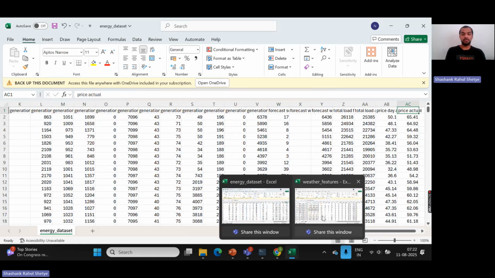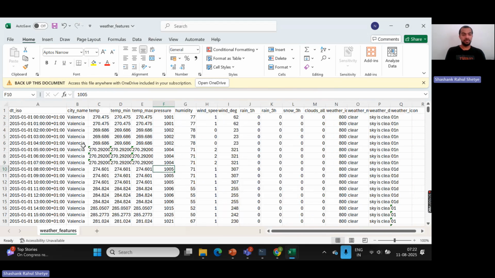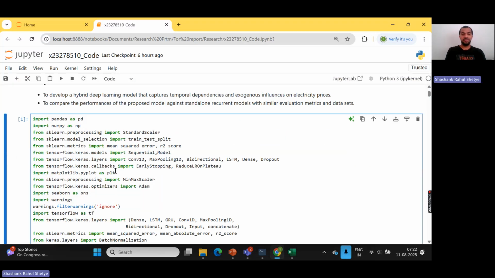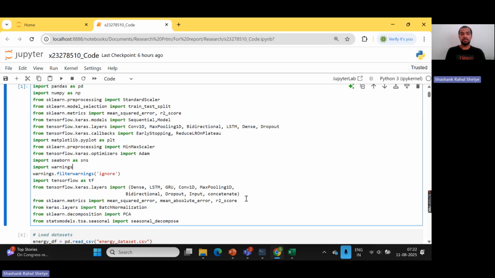And I've also included the weather data set for Madrid city between 2015 to 2018. What was the temperature during that period and other details, and the wind speed, etc. I will be comparing these models with traditional deep learning models for forecasting energy prices, which are GRU and LSTM. Here, I have imported all the necessary libraries.